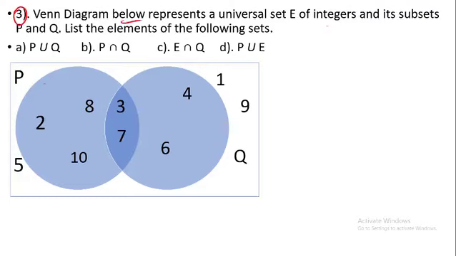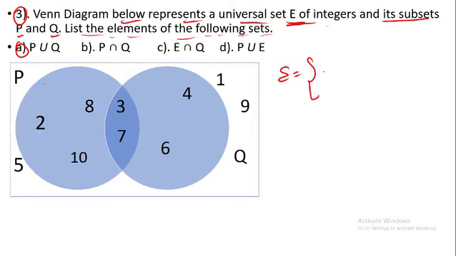The Venn diagram below represents a universal set E of integers and its subsets P and Q. He said list the elements of the following sets, and we are given A to be equal to P union Q, B, P intersection Q, C, E intersection Q, and D, P union E. This is our P and this is our Q. Now our E, which is a universal set, is equal to the set of everything inside this box.